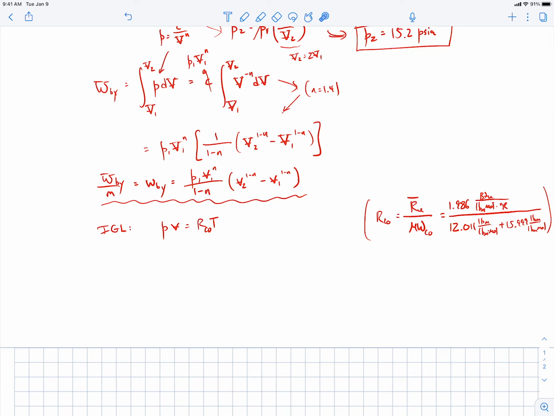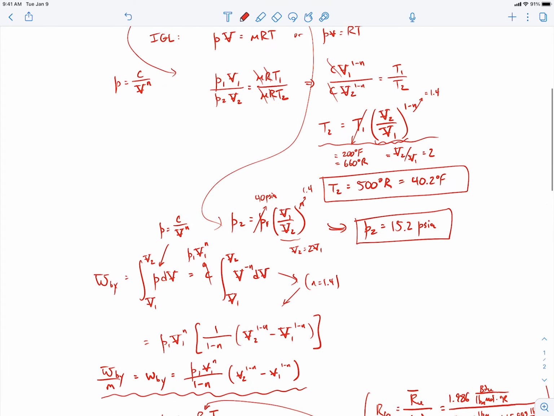So here's how you can calculate what the gas constant is for carbon monoxide. When you do that calculation, it comes out to be 0.07090 BTU per pound mass degrees Rankine. Okay, so that's how you'd get that calculation. So to find the specific volume at state 1, we'd have that gas constant for carbon monoxide times the temperature at state 1 divided by the pressure at state 1. And so you can do that.